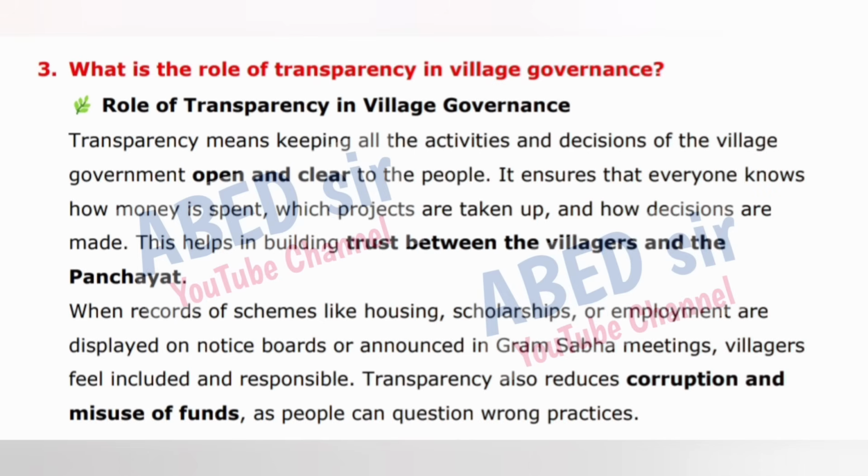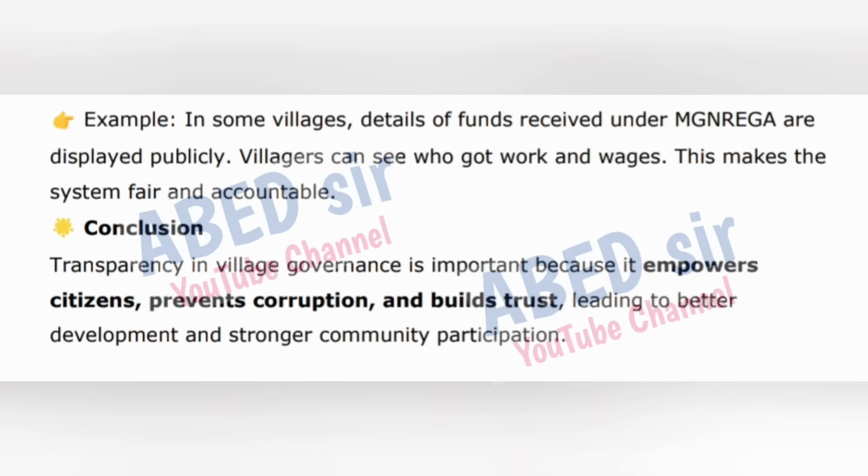When records of schemes like housing, scholarships, or employment are displayed on notice boards or announced in Gram Sabha meetings, villagers feel included and responsible. Transparency also reduces corruption and misuse of funds, as people can question wrong practices. Example: in some villages, details of funds received under MGNREGA are displayed publicly. Villagers can see who got work and wages. This makes the system fair and accountable.